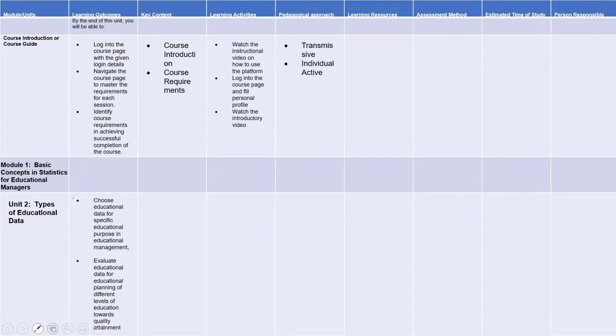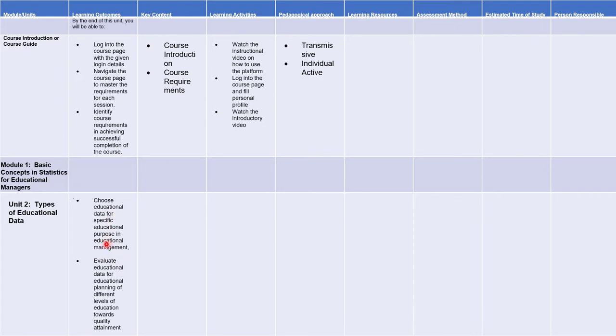First is to choose educational data for specific educational purpose in educational management. Then secondly is to evaluate educational data for educational planning of different levels of education towards quality achievement. These are the outcomes that I want to achieve. These are the outcomes that the learner must be able to do after they have gone through this course. So they must be able to do this.